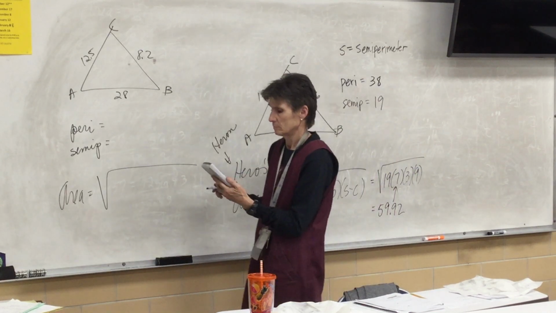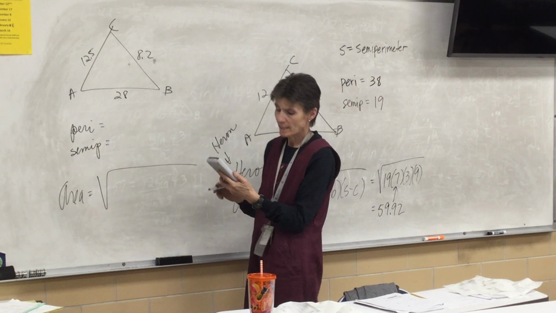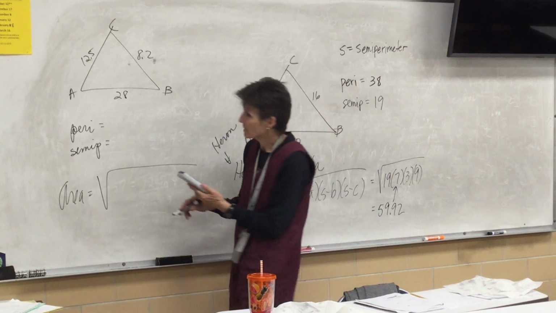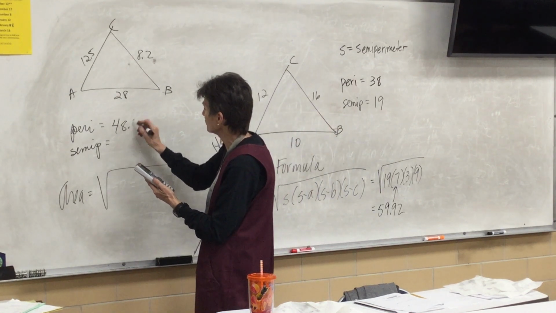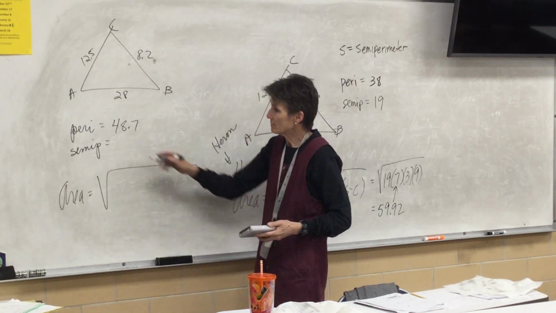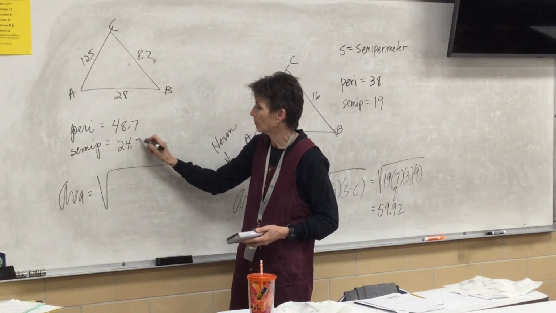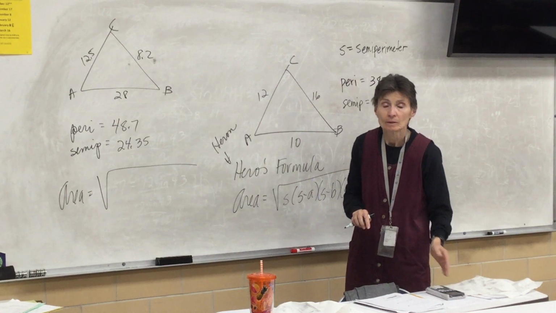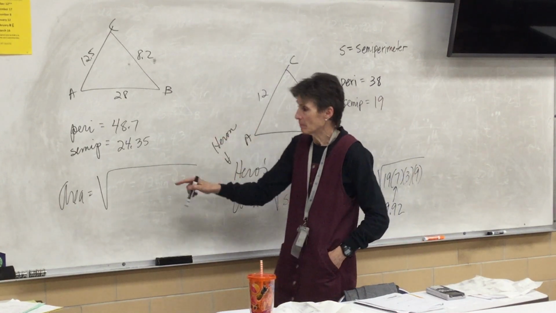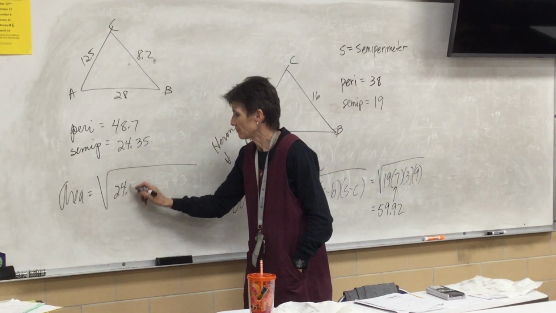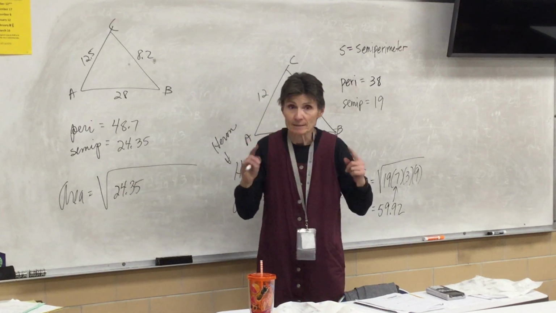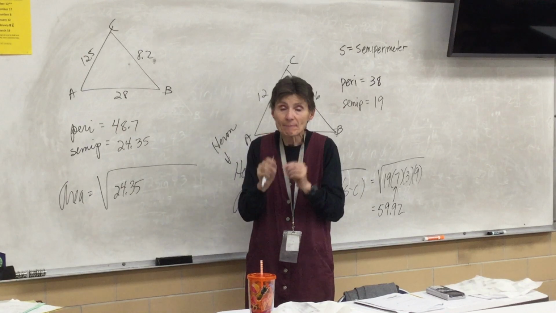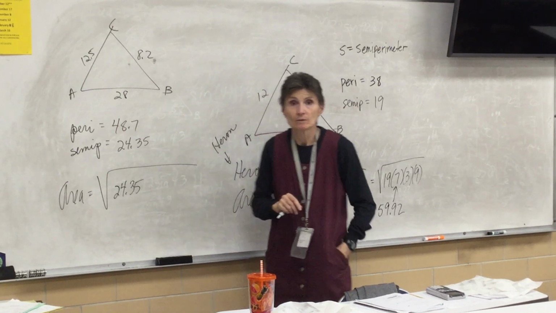I got 48.7. Did I write all these numbers down right? I hope I got 48.7 for my perimeter, which means half of that will be 24.35. And that's the number that goes in the radical. Look at me. 48 does not go in the radical. The semi-perimeter goes in the radical.